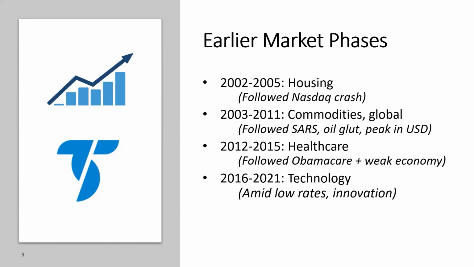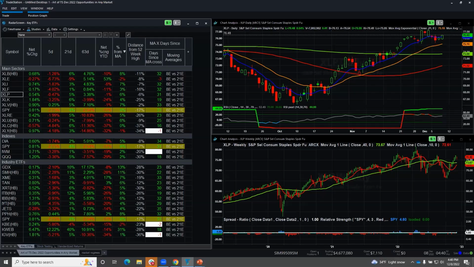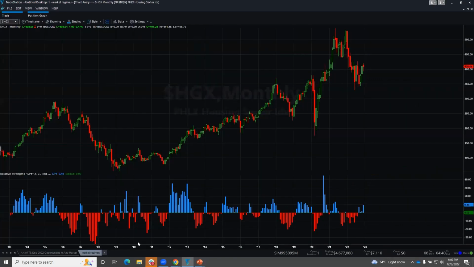All right, we're going to slide 9. So these are other phases. Now I created another little workspace just really quickly to show this. I want to just show you this on this chart. For example, an earlier phase, if you look on slide 9, was housing in the early 2000s.